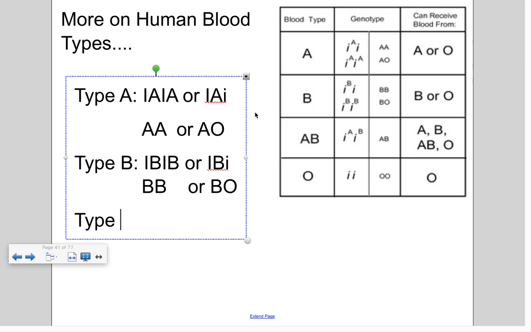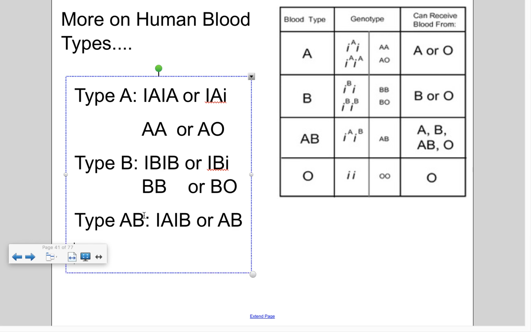Okay, type AB is I^A I^B, or AB, and that's it. That's the only way you can be AB. So you carry the allele for A and B, and this is where it's codominant, but it's also multiple alleles. And then finally we have type O, and the only way you can be type O is two little i's.